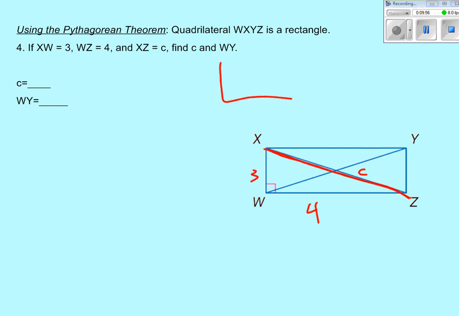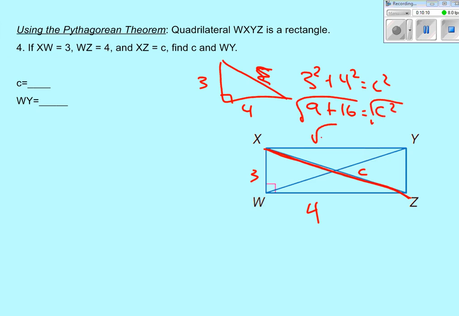So, Pythagorean theorem time. Oops, well, I gave away the answer. 3 squared plus 4 squared equals c squared. So 9 plus 16 equals c squared. So the square root of 25 is going to be 5. 9 and 16 add up to 25. So c is 5. So since it's a rectangle, WY must also be 5.